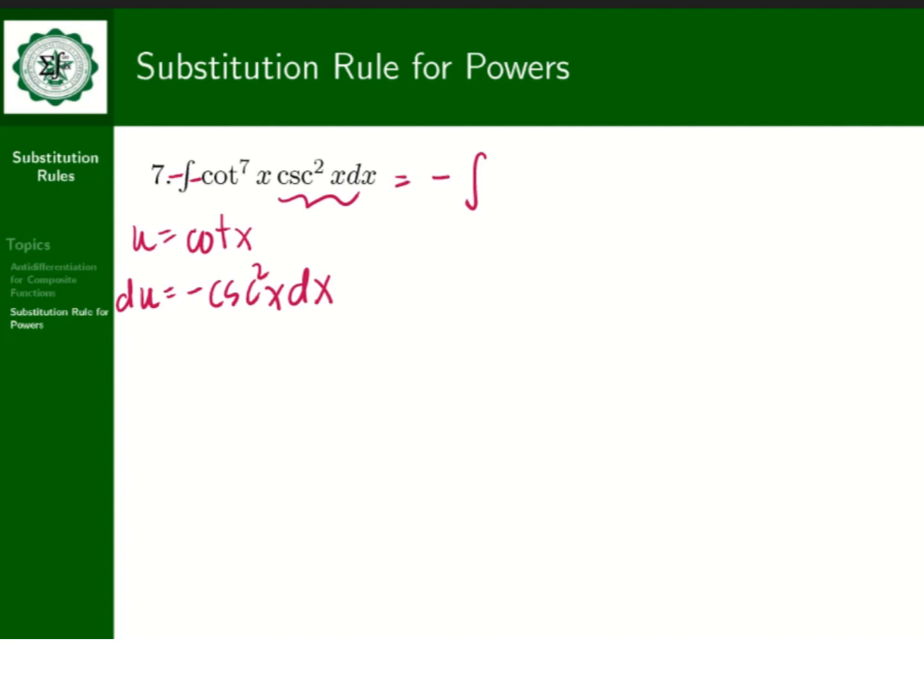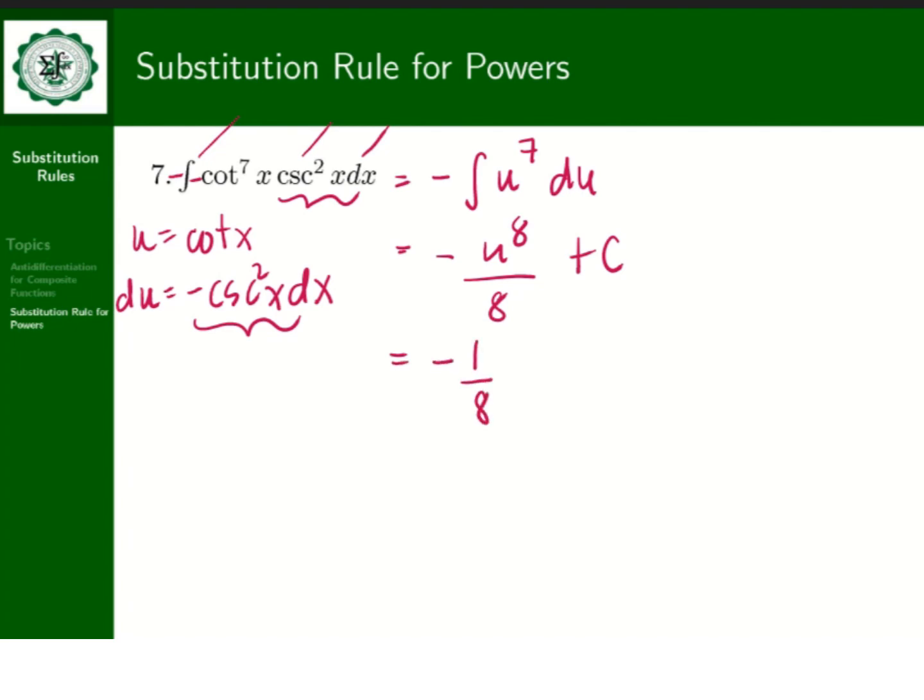Thus, our given becomes negative of the integral of cotangent x raised to 7 times negative cosecant squared x dx. And performing the substitution, we will be replacing cotangent x by u and then raised to 7. Now negative cosecant squared x and then dx will all become du as shown in our substitution. And then solving this, we have negative u raised to 8 over 8 plus c, and this is just the same as negative 1 over 8. Replace u by our original base of cotangent x. So this is raised to 8 plus c.